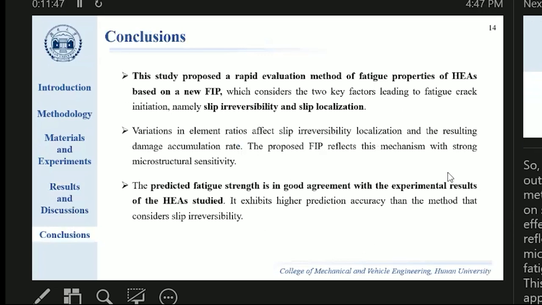So some conclusions can be drawn. We propose an evaluation method of fatigue properties based on slip irreversibility localization. The effectiveness of this method in reflecting the relationship between the microstructural deformation and the fatigue resistance has been verified. This provides a feasible technical approach for the design of fatigue-resistant HEAs.